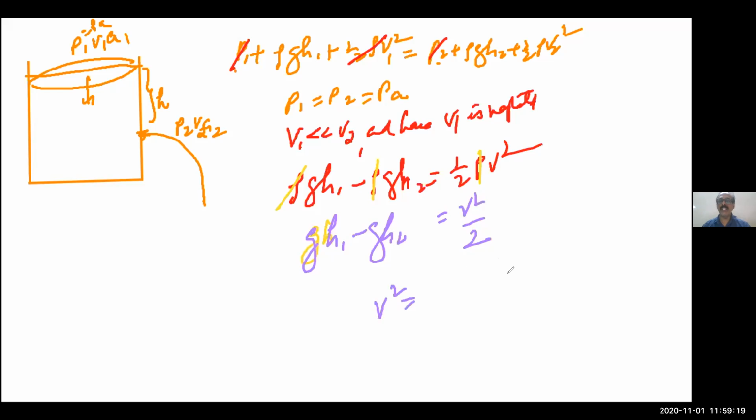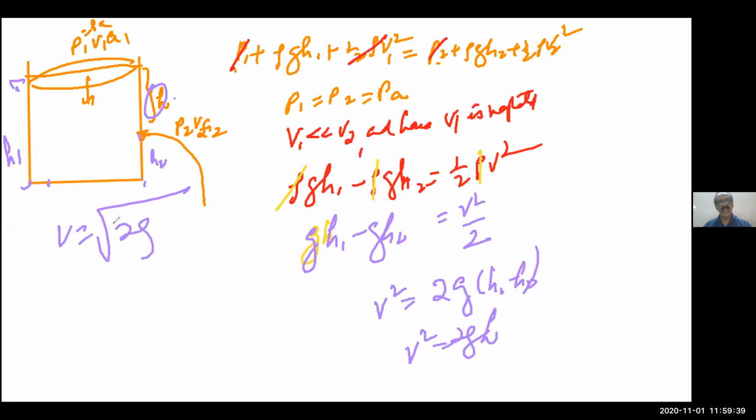Then V squared is equal to 2G, I'm taking it commonly out, H1 minus H2. H1 means from the top, H2 means from the orifice. So H1 minus H2 will give you H in the formula. So here we get V squared is equal to 2GH, or V is equal to root of 2GH. So this is the velocity of efflux. Clear? 2 into G into H. This height you take, you will get the velocity with which it comes out. This velocity is known as velocity of efflux.